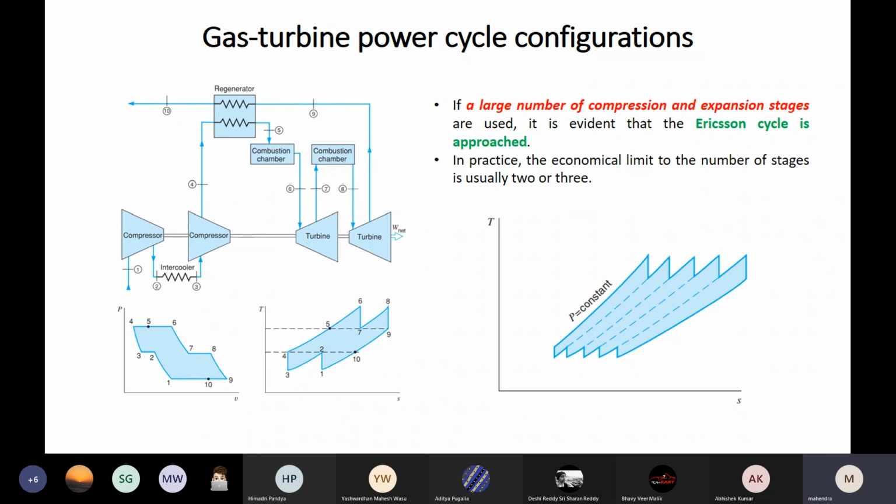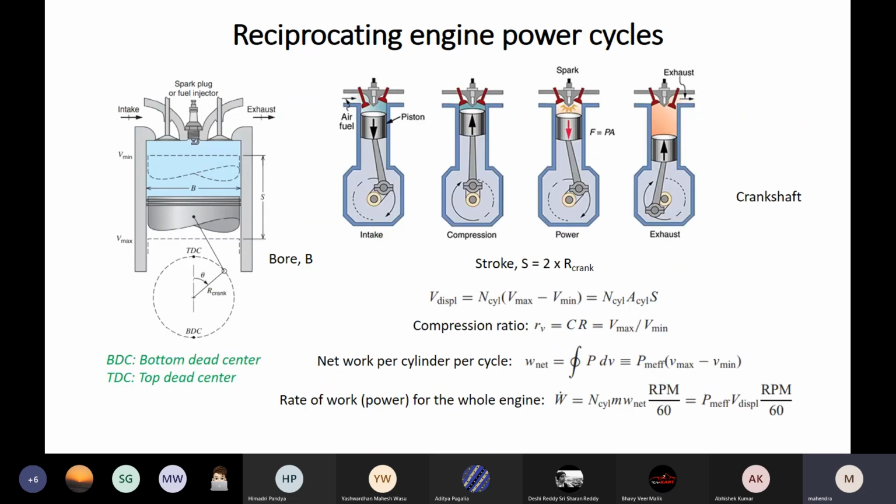The gas turbine cycle operates upon a Brayton cycle. As you add a number of stages like this, regeneration cycles and high pressure turbine stages, the Brayton cycle changes to the Ericsson cycle. The Ericsson cycle has two constant pressure processes and two isothermal processes. That is about the gas turbine engine.